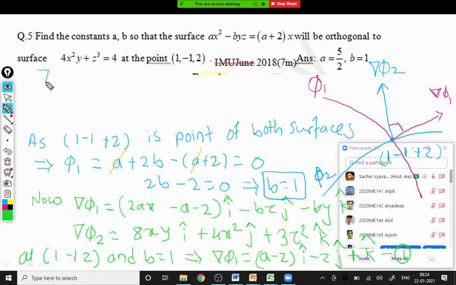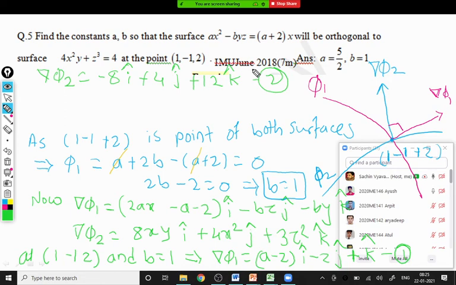Del phi 2 equal to, with the same things, 1 minus 1 2 and b is 1. Yes, here is del phi 2. Replace x by 1, y by -1. So it is minus 8 I cap plus 4 J cap, okay, plus 12 K cap, correct.